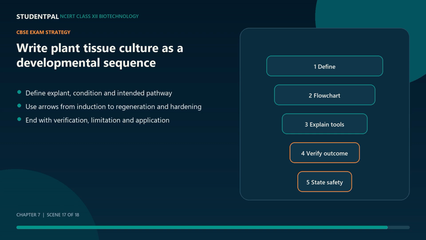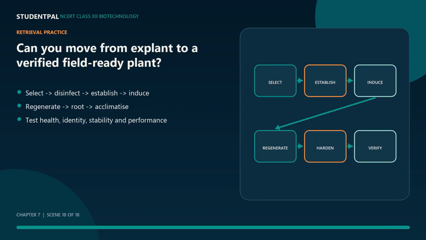When discussing hormones, say relative auxin and cytokinin effects, and note genotype dependence. For disease-free plants, include pathogen indexing. Draw labeled flowcharts, distinguish callus from an organized structure, and finish with genetic stability, contamination or acclimatization as a relevant limitation. Close your notes and rebuild the chapter.